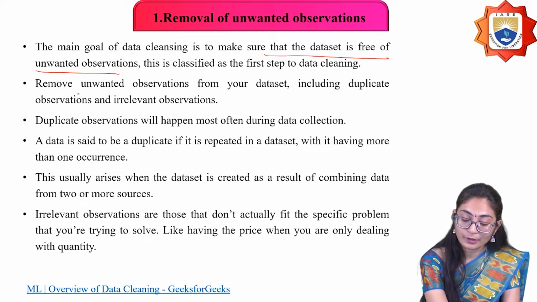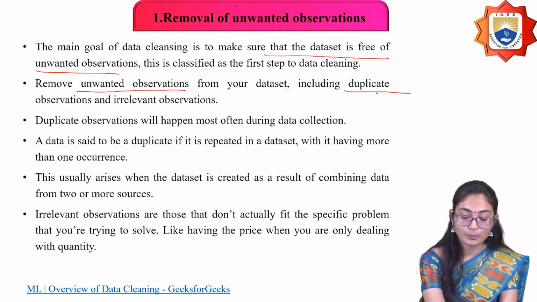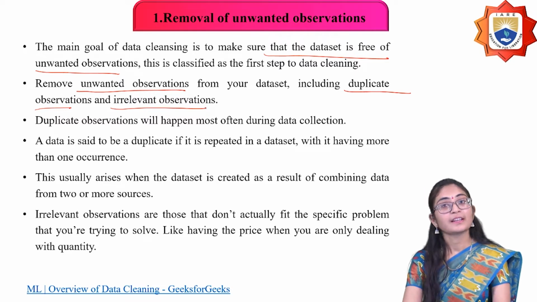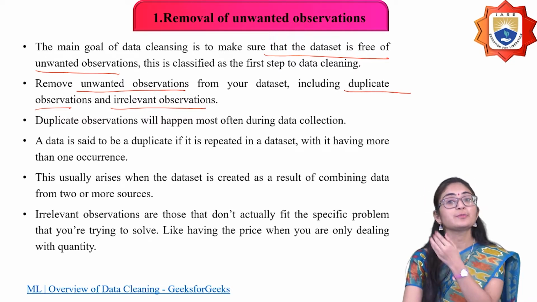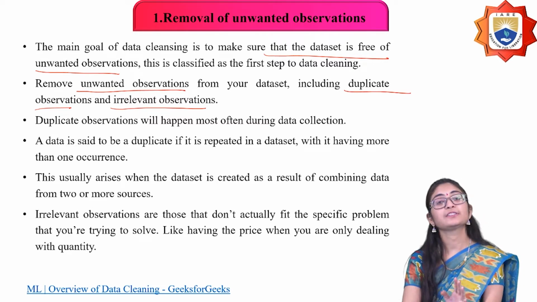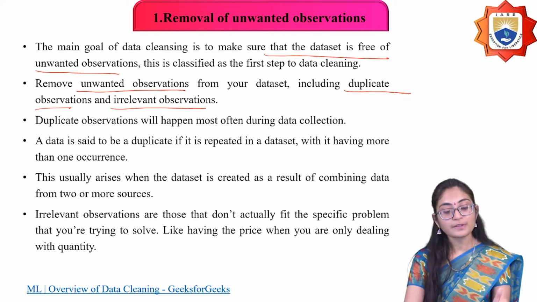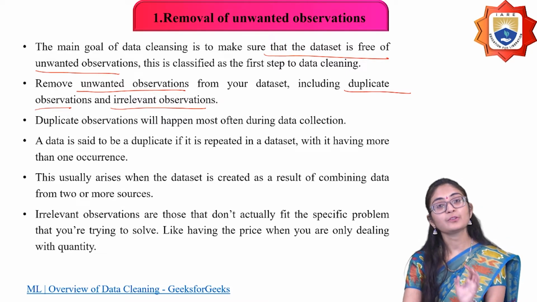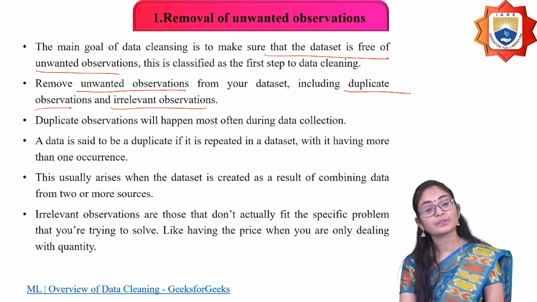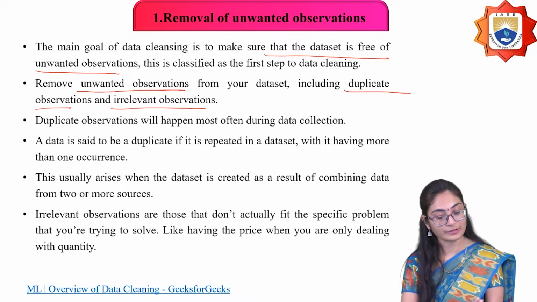What should be the unwanted observation? It should be duplicate observation or some irrelevant observation. If both values are available in your data set, then you cannot proceed. You will get some errors. So the main goal of our data cleaning process is to remove the unwanted observation, to remove the duplicate data, to remove the irrelevant observation.